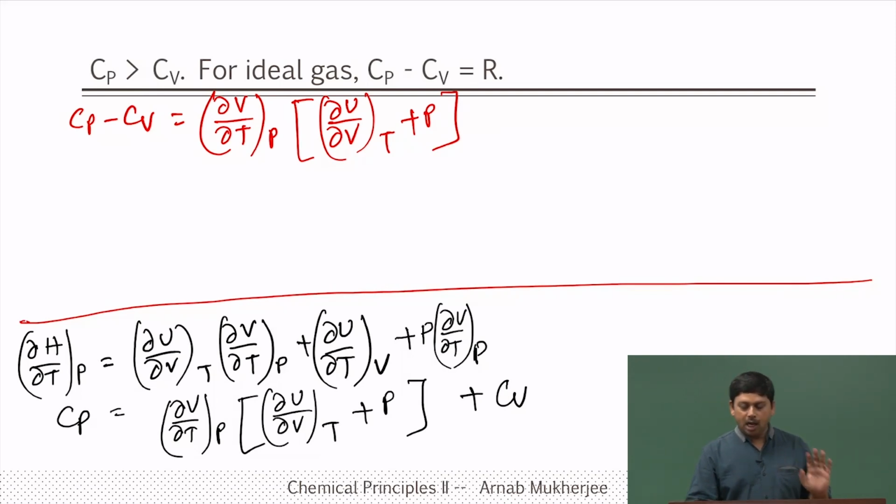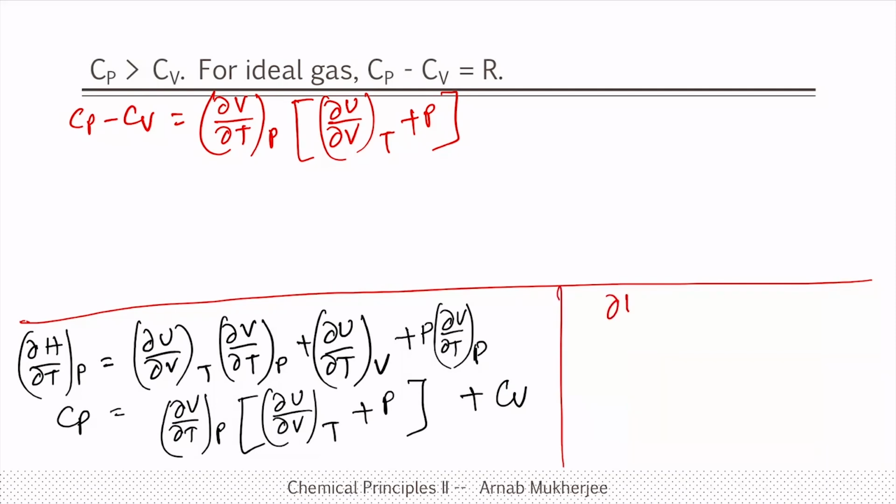Now we have to see what each of these quantities is. What is del u by del v at constant t? It says that if I change my volume at a constant temperature, whether the internal energy is going to change or not. Can you tell me whether it is going to change for an ideal gas? For an ideal gas, it is not going to change. Why? Because u does not depend on v. Whether v is small or big does not matter, it depends on temperature only. If temperature is constant, it is not going to change even if you change the volume.